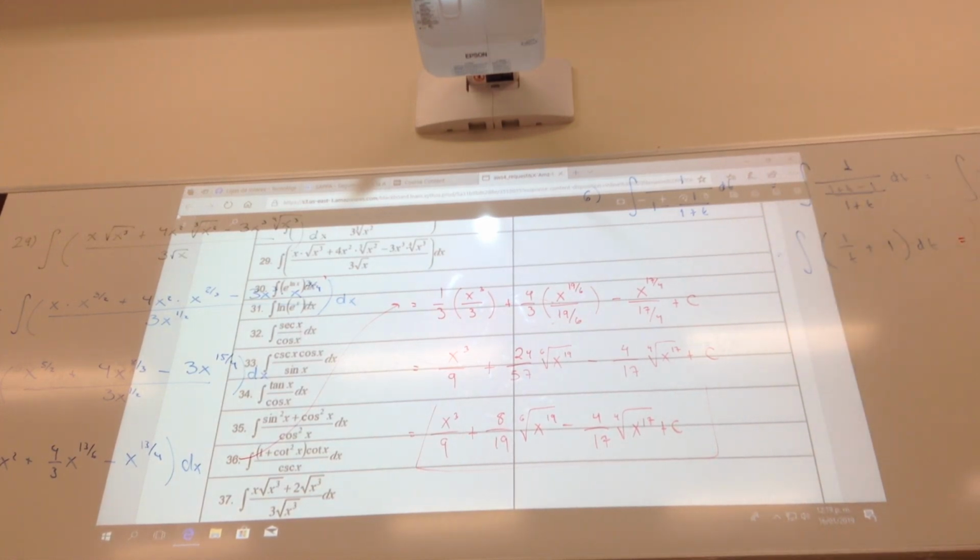Also, why did we say it became a natural logarithm? 1 over t, that's the rule. Ln of t. Why? Because the derivative of ln of t is 1 over t.